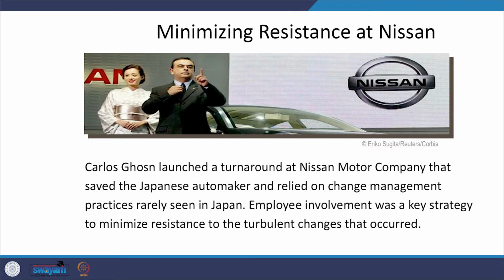And then minimizing resistance at Nissan. Carlos Ghosn launched a turnaround at Nissan Motors that saved the Japanese automaker and relied on change management practices rarely seen in Japan. Employee involvement was a key strategy to minimize resistance, as we discussed in the previous section: employee participation, giving them ample scope to participate and voice their concerns so that there will be minimum resistance to the turbulent changes that occur.